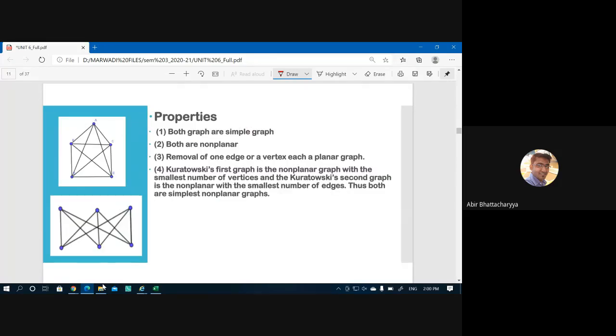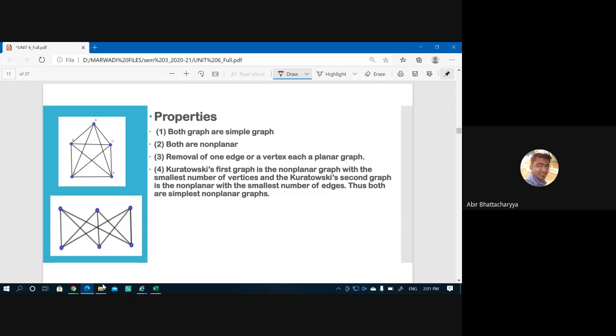A few properties: both graphs are simple graphs. K33 and K5 both are simple graphs. Both are non-planar, and removal of one edge or one vertex makes them planar. The good news is that if I remove one vertex or one edge from K33 or from K5, it becomes a planar graph. I mean, they apparently look like they're non-planar.